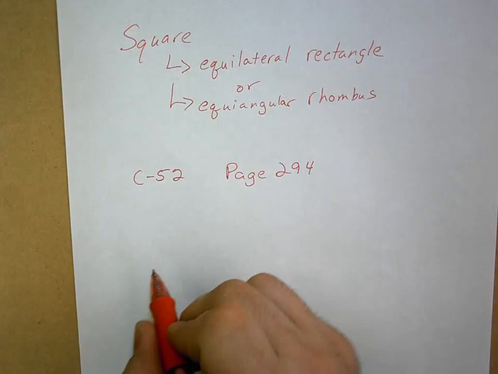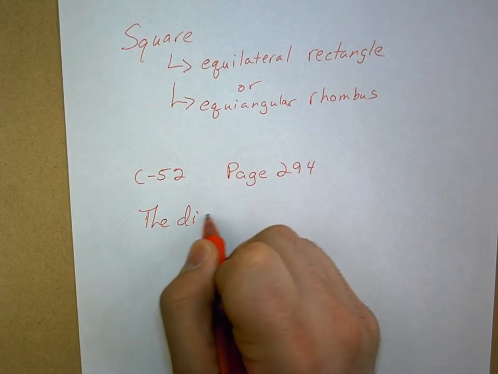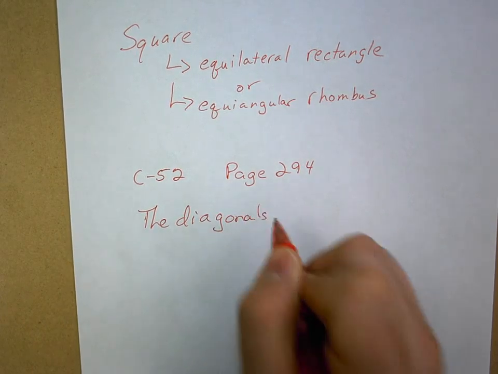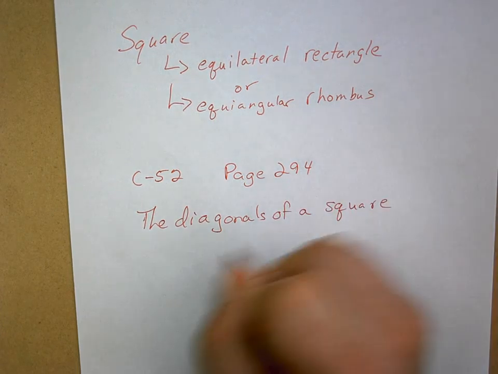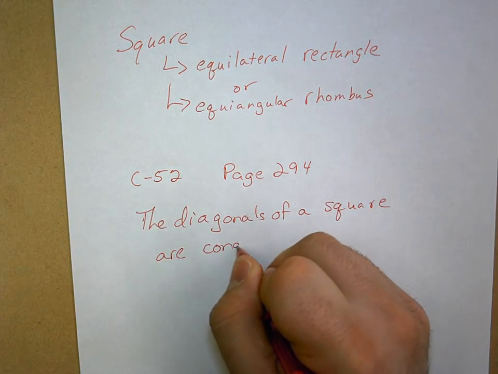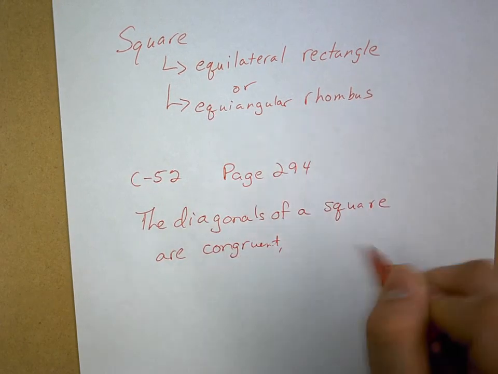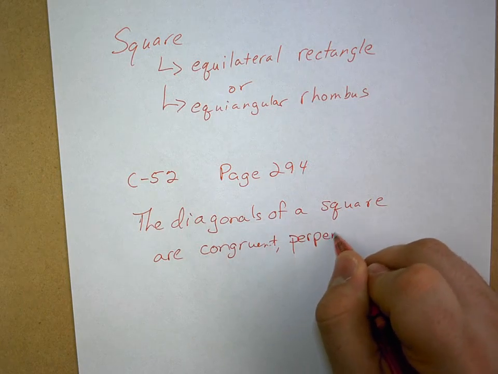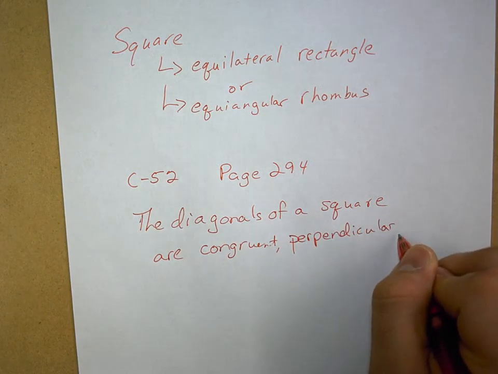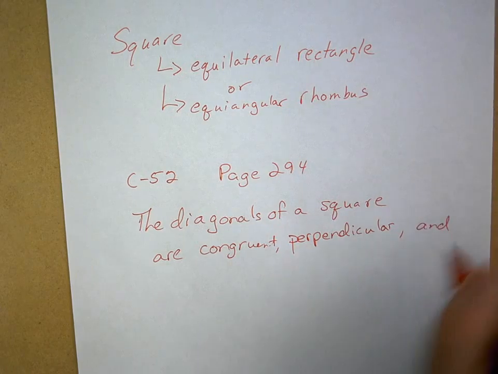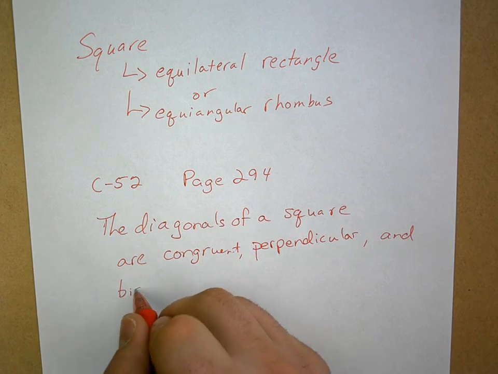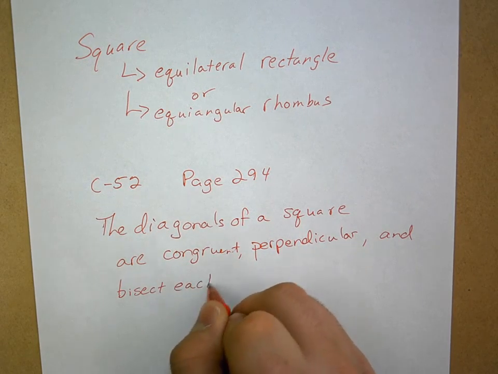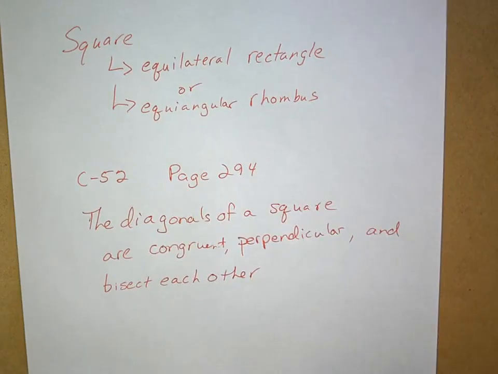Okay? The diagonals, because we were talking about diagonals for the rhombus and the rectangle, of a square are congruent from the rectangle, they're perpendicular from the rhombus, and bisect each other because it's a parallelogram. Okay? So, there you have it. All right?